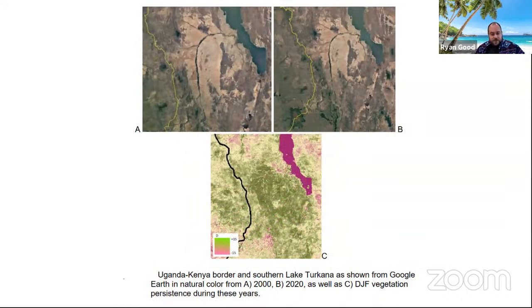It's important to remember that vegetation persistence does not mean greenness. This doesn't mean that there is greening or browning occurring. This simply means that there is the consistent presence of vegetation greenness or a decrease in vegetation greenness over the study period. As an example, this is just to the east of Lake Turkana near the Kenya-Uganda border. And this is one of the more arid places on Earth. As you can see from the true color visualizations, there's very, very, very little vegetation present here, but there is consistently positive directional persistence occurring.